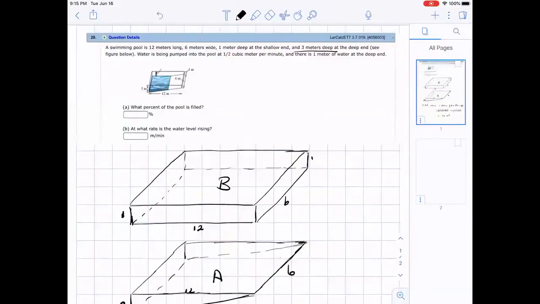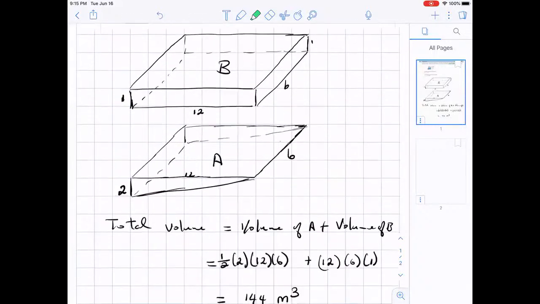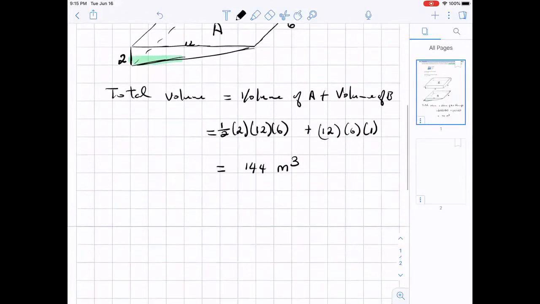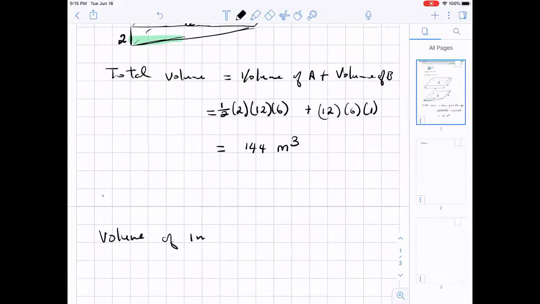Now currently in this example, it says that water is pumped into a pool and there is 1 meter of water at the deep end. So if there is 1 meter of water at the deep end, that means we only have water about here, not the total height. So the volume of 1 meter of water will be 1/2 times 1, because we only have 1 meter of height, times 6 times 6.